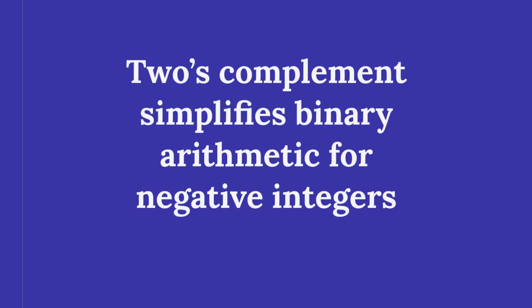2's complement represents negative integers in binary. The most significant bit acts as a sign bit. Inverting bits and adding one forms negative numbers. This simplifies arithmetic operations in computing. It allows consistent use of binary addition for all integers.